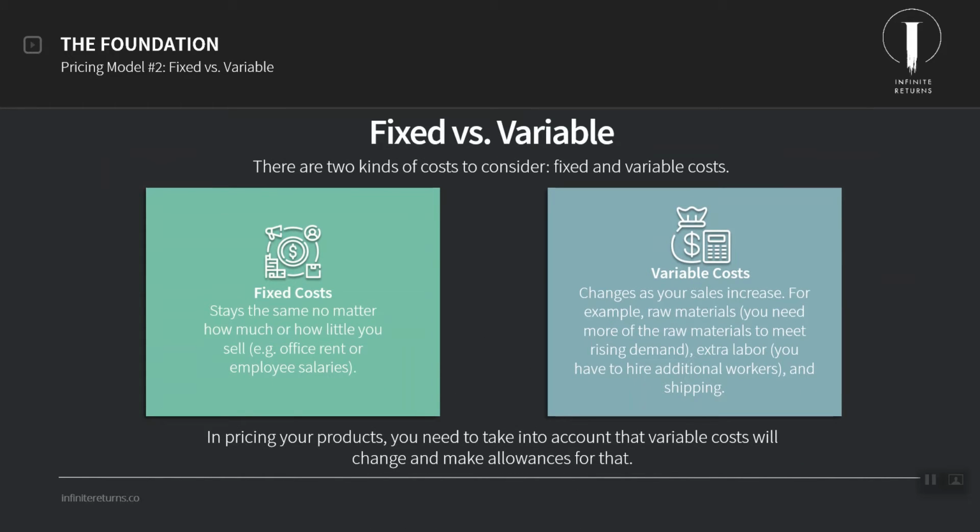Number 2, fixed versus variable. There's 2 kinds of costs to consider. Fixed versus variable cost. In your pricing model, you have to understand that fixed costs stay the same no matter what, right? This is rent or employee salaries. Variable cost changes based on what's going on in the market. Let's say you build furniture. Well, you know what your employees and what your machines and what your rent is going to cost for the places where you build that.